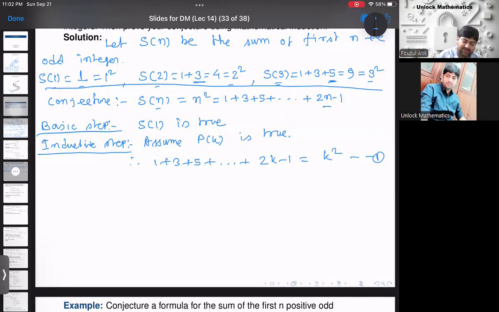Now what is the left hand side of Pk plus 1? You can write it as 1 plus 3 plus 5 plus dot dot dot up to 2k minus 1. And what is the k plus 1th term? It is 2k plus 1. Right? So 2k minus 1 plus 2k plus 1. Why are these like that? Because each element's difference is 2. Right? So this is the kth term, then 2 more difference, so 2k plus 1, the k plus 1th term. So this is the left hand side of Pk plus 1.